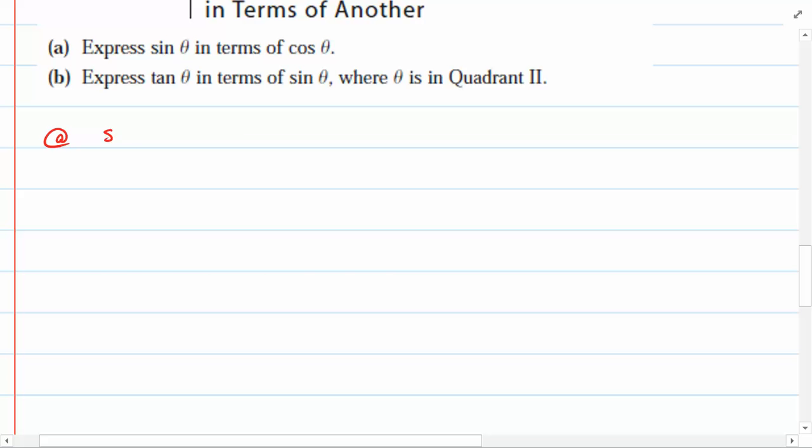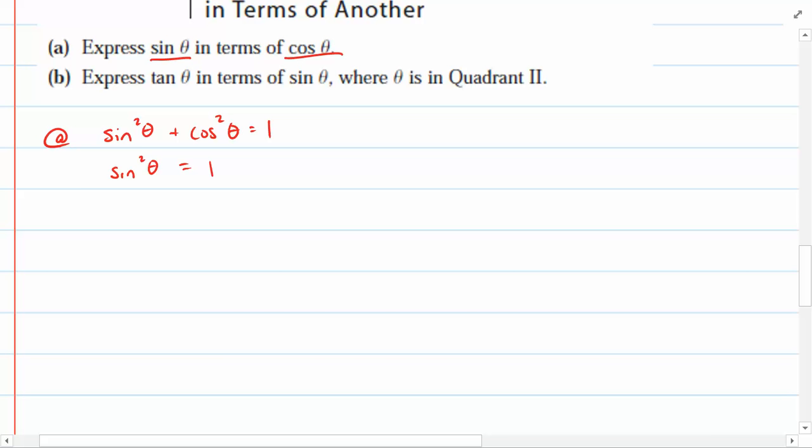We know that by the Pythagorean identity that we just proved, sine squared of theta plus cosine squared of theta must be equal to 1. Now if I need to express sine in terms of cosine, this would be the perfect identity to use because we have both sine and cosine in this single identity. Basically what I'd like to do is get sine by itself. So in order to do that, I could subtract cosine squared from both sides of the equation.